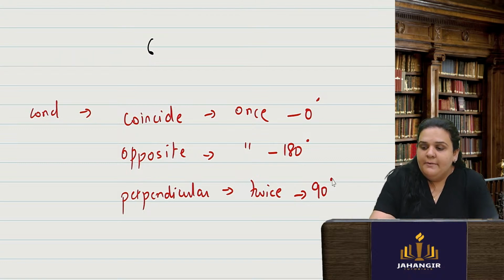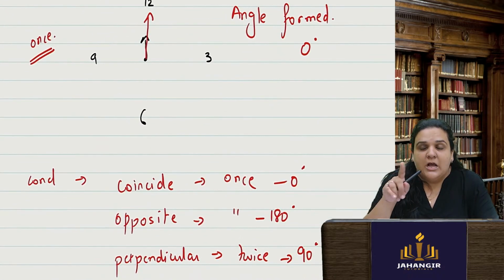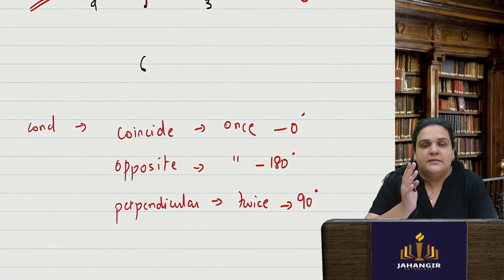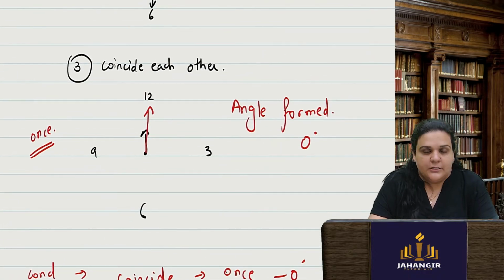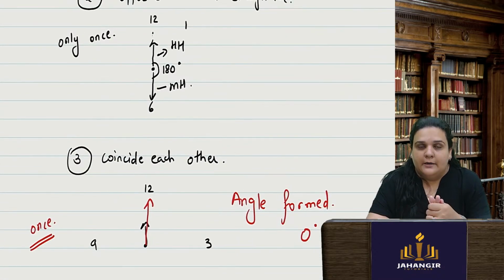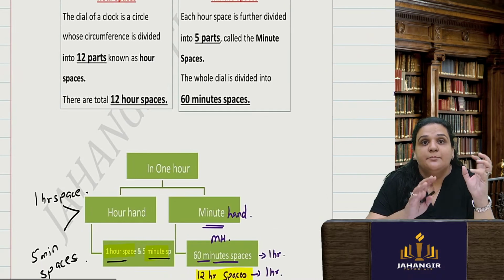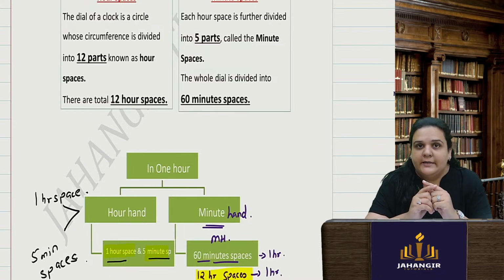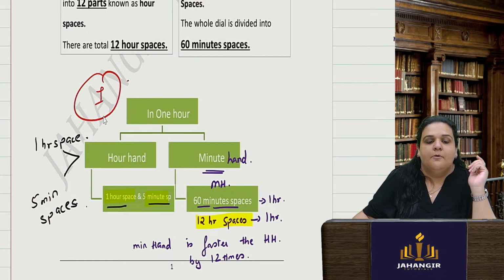Okay, now tell me one thing. Now we are going to go to the angles between each hour space. So first we have understood this coinciding, opposite and perpendicular: 90 degrees, 180 degrees and 0 degrees. So this is the second concept of clocks which I have done. First one was the hour hand and the minute hand spaces. How much are the hour hand and minute hand moving in 1 hour time? We had done this, the first thing to understand, important.